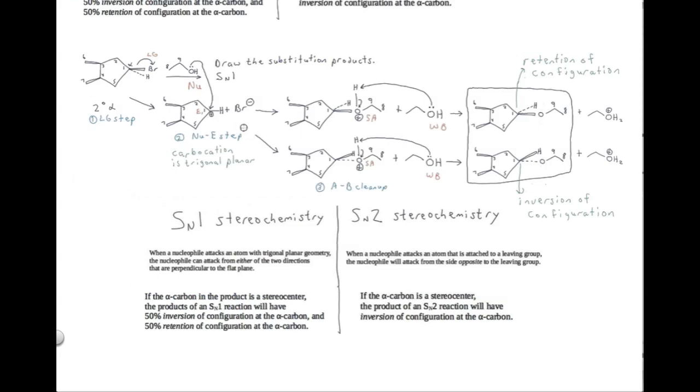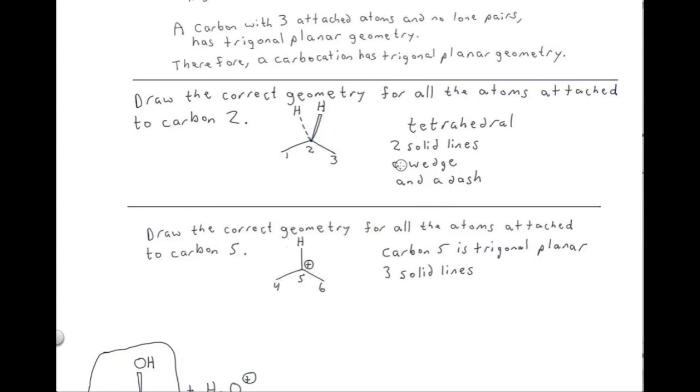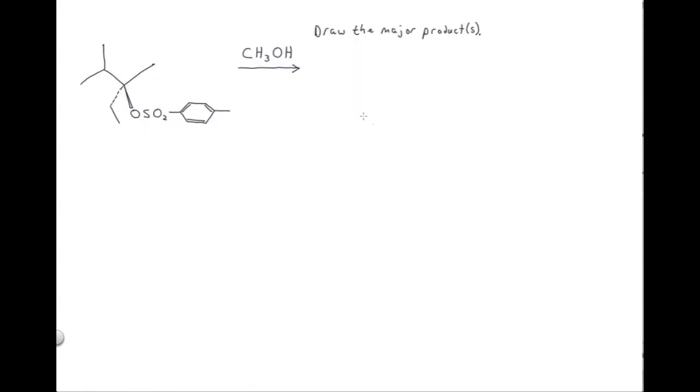So the big idea we saw here is that the geometry of the carbocation really is different from the original geometry in the original starting material. A trigonal planar geometry really does look different than a tetrahedral geometry. We got some practice with these ideas that a tetrahedral geometry is drawn with two solid lines, a wedge, and a dash, whereas a trigonal planar geometry is drawn with three solid lines. Please pause the video and try this problem.